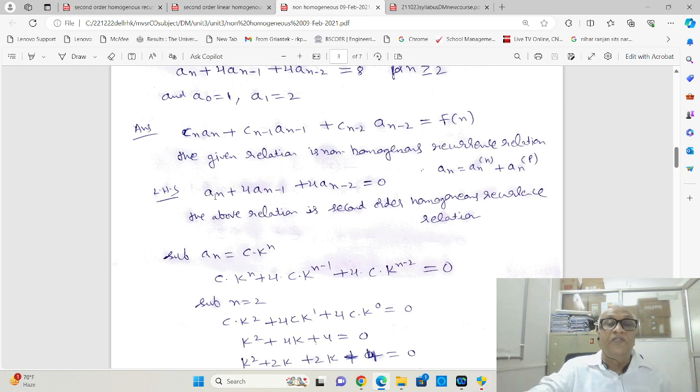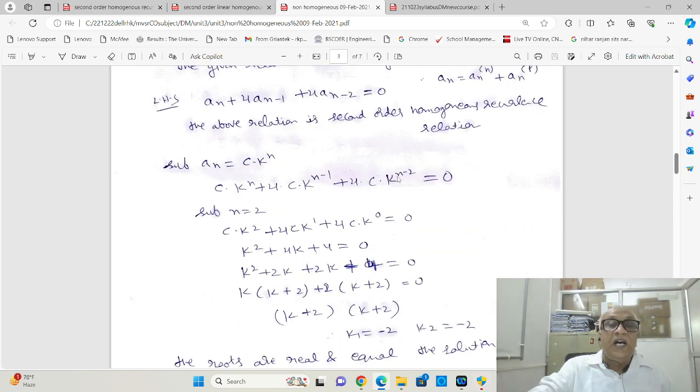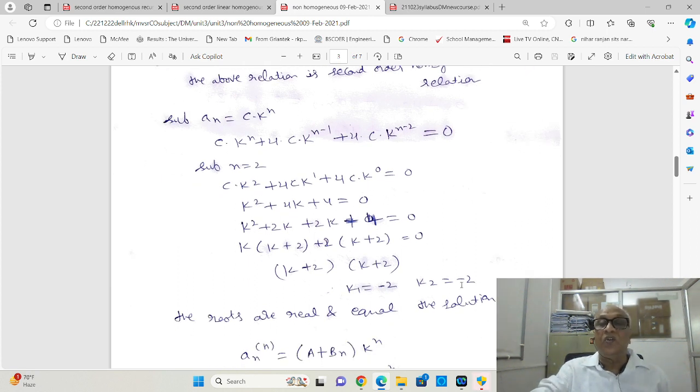So instead of An I will be writing Ck to the power of n plus 4Ck to the power of n minus 1 plus 4Ck to the power of n minus 2. Now as it is second order, we will be substituting n with 2. So Ck square plus 4Ck plus 4C. This becomes k square plus 4k plus 4, ignoring c, which is a constant. So rearranging it, we get the two roots k1 and k2 as minus 2. So the roots are real and equal.